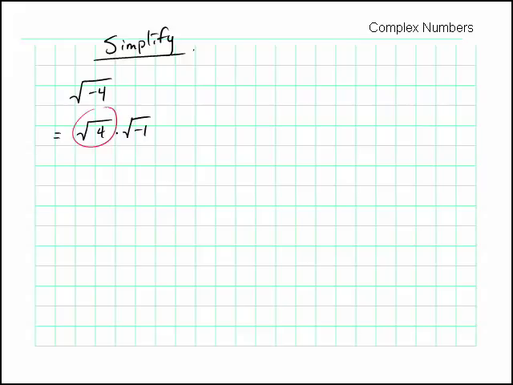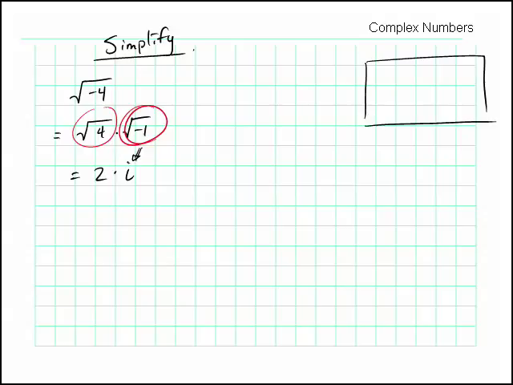I do know what the square root of 4 is. That's not a problem. That's just 2. The issue here is the square root of -1. And so what we do to deal with this problem is we actually just define the square root of -1 to be i. I'm going to write that up here. i is equal to the square root of -1. This is called the imaginary unit. i is the square root of -1.